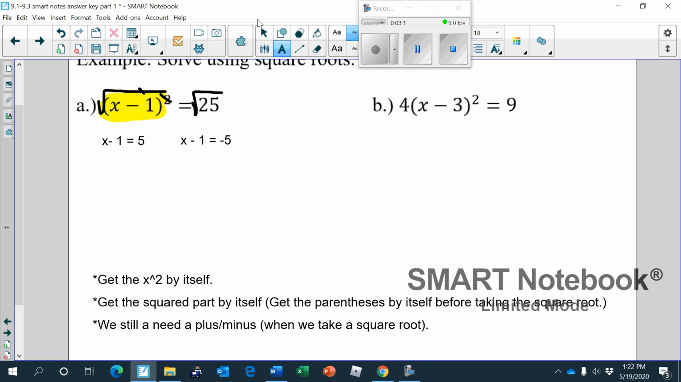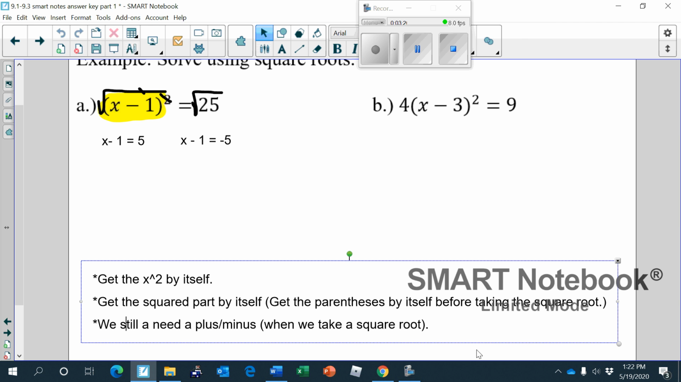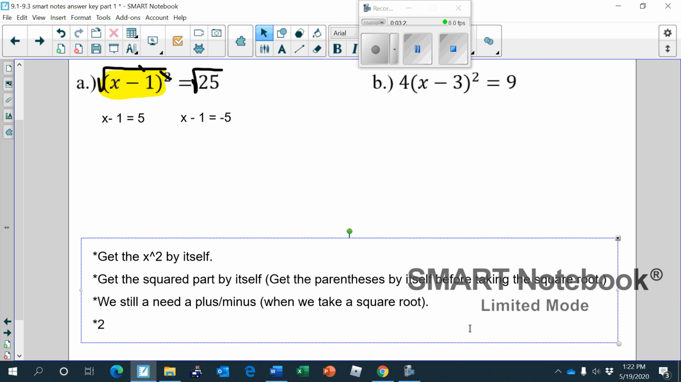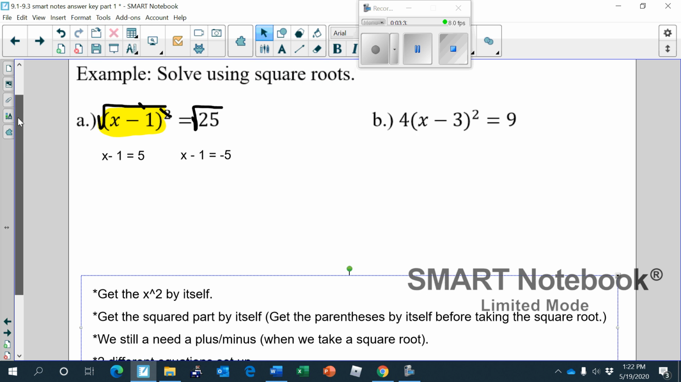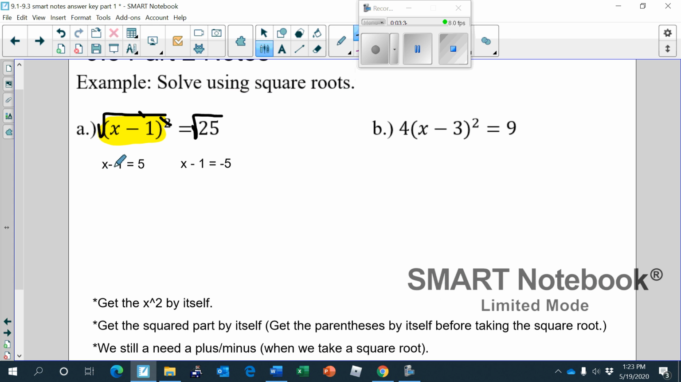So let's jot that down here. We're going to need two different equations set up. One being the plus, one being the minus. And now we just solve from here. Okay, so I have x minus 1 equals 5. And I'm going to put a line down the middle of it, and x minus 1 equals negative 5. And then I'm going to add my 1 to both sides, right? And now I'm just solving for x like we know how to do. So we add 1 to both sides, and we get x is equal to 6.